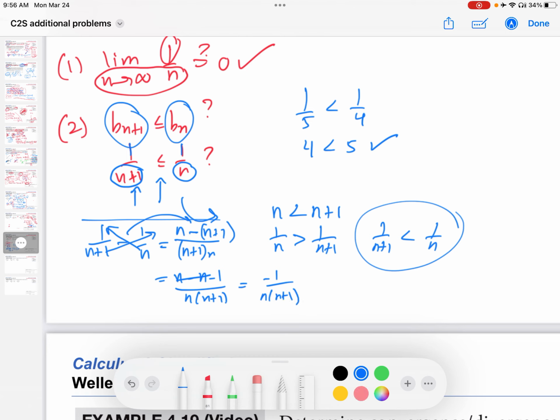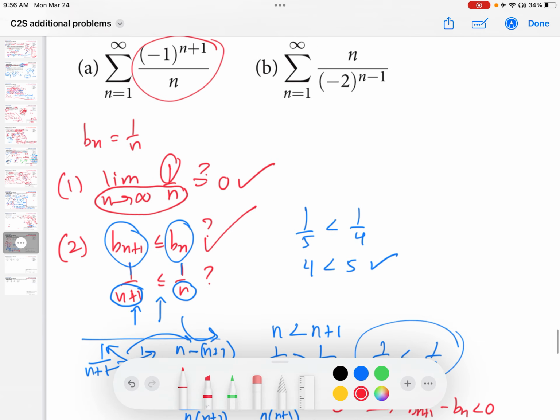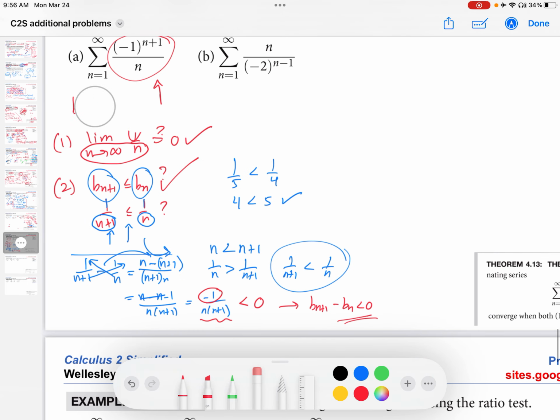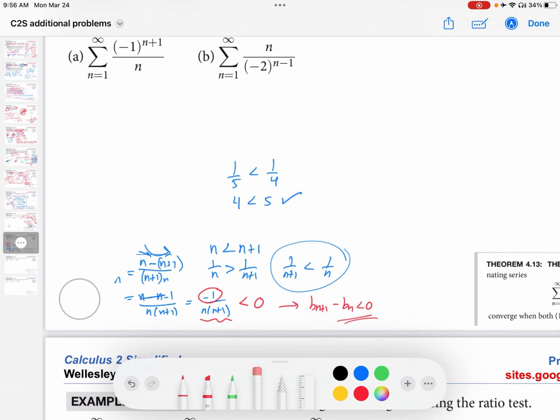And notice now that this is negative and this is always positive, so this thing is less than 0. So in other words, b sub n plus 1 minus b sub n is less than 0. So that satisfies this difference rule that I talked about a minute ago. So in any of these ways, we definitely show and verify that this is true. So by the alternating series test, that series converges. Great.